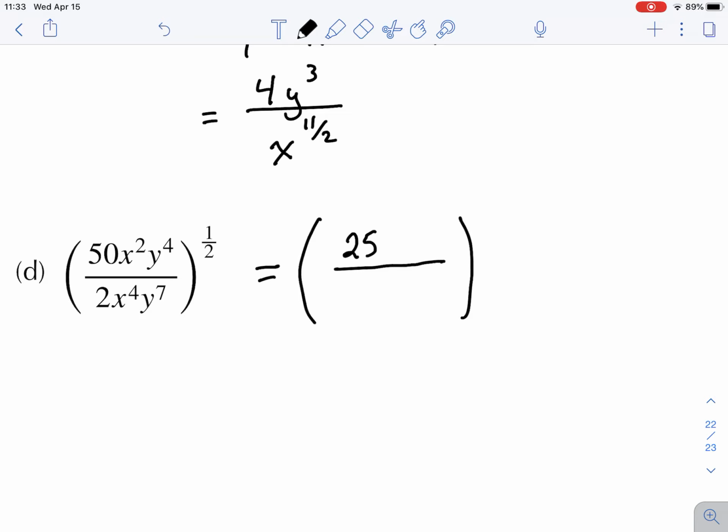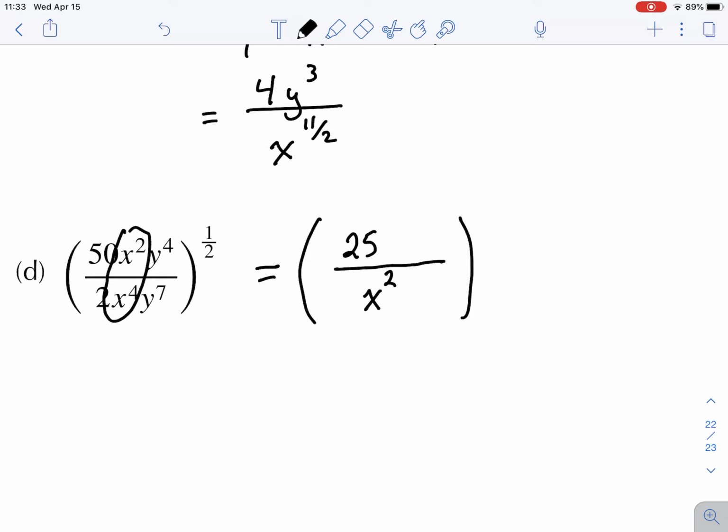Next thing, going to work with an x squared over x to the 4. We have more x's on the bottom than we do on the top. We have 2 more x's on the bottom than we do on the top. So once we cancel those out, we're going to be left with 2 x's in the denominator.